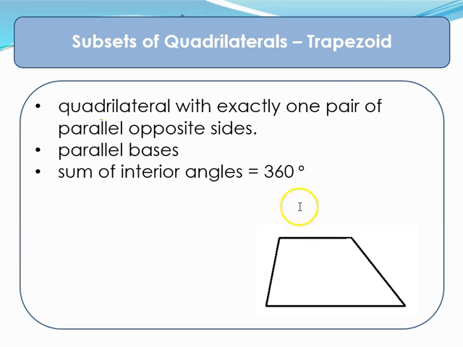The trapezoid, another special figure. It is a quad with exactly 1 pair of parallel opposite sides. In this drawing, it will be the top side and the bottom side, which we also call bases. So the bases are parallel. The sum of the interior angles is 360 degrees. For this trapezoid, it is not a regular trapezoid. It's not the next trapezoid we're going to talk about. So each side length may be different. Each angle measure may be different.